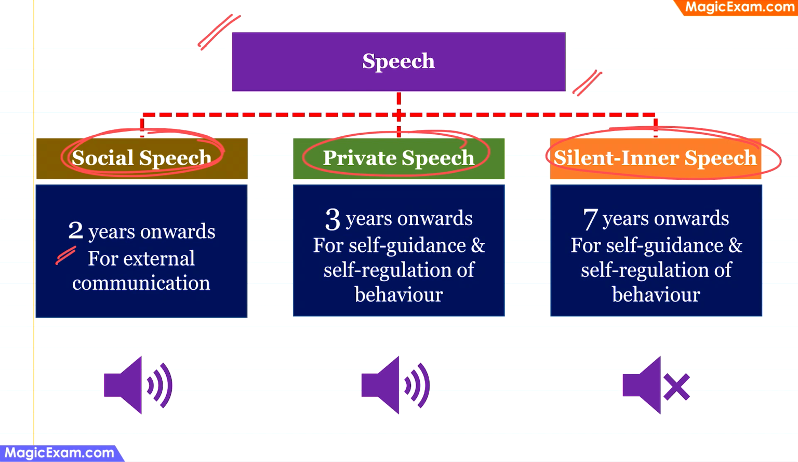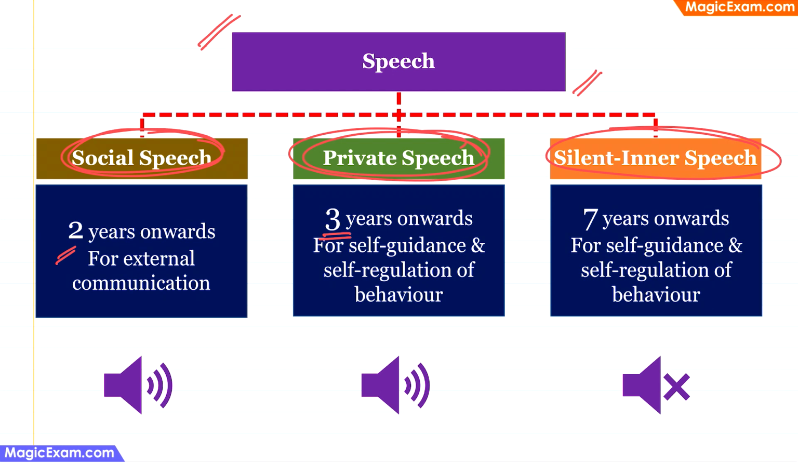And this will continue for the rest of the life. And then there is private speech. So private speech is nothing but an expression of the child's thoughts. So this starts from the 3rd year onwards. So the child will keep speaking to himself or herself when the child is doing something.